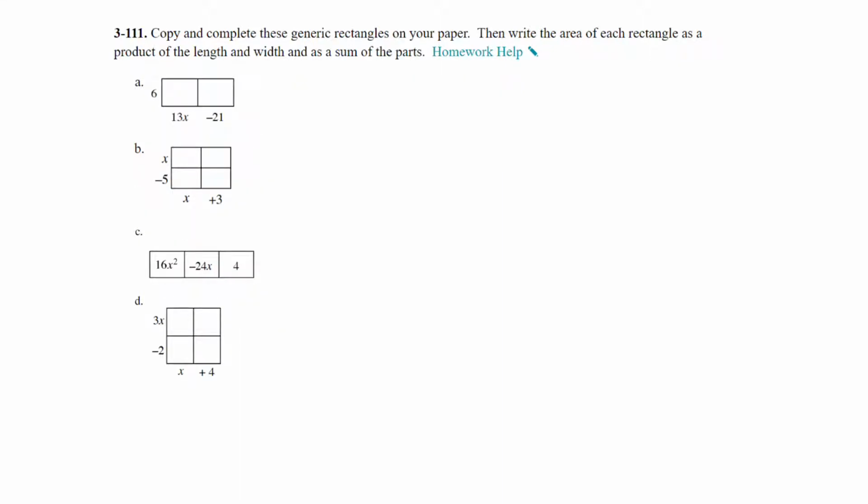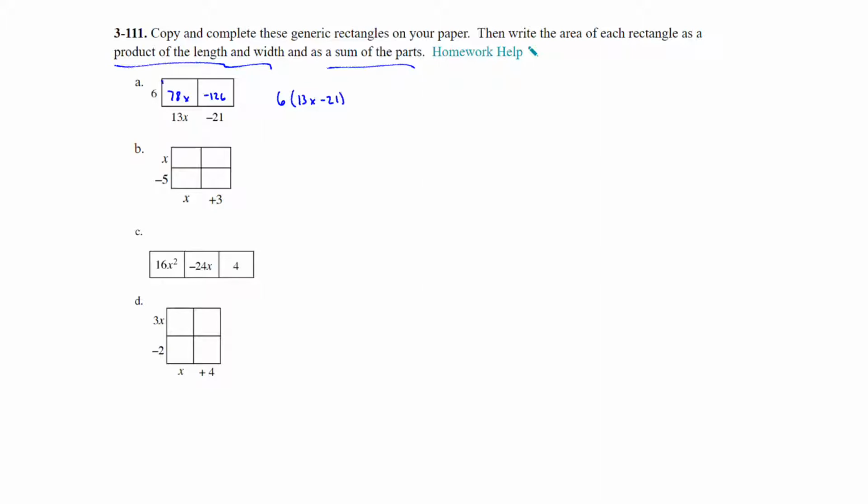Question 111. Copy and complete these generic rectangles on your paper, then write the area of each rectangle as a product of the length and the width and the sum of the parts. So that's important. So on part A, 6 times 13x is 78x. And then negative 21 times 6 is negative 126. So to write this as a product, that would be 6 times (13x minus 21).